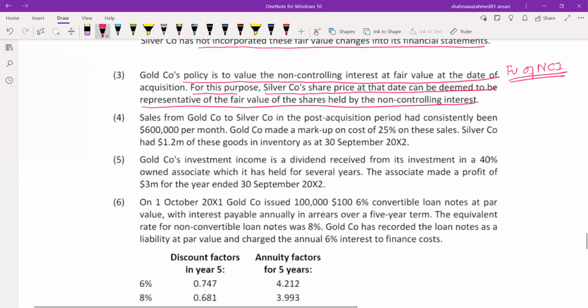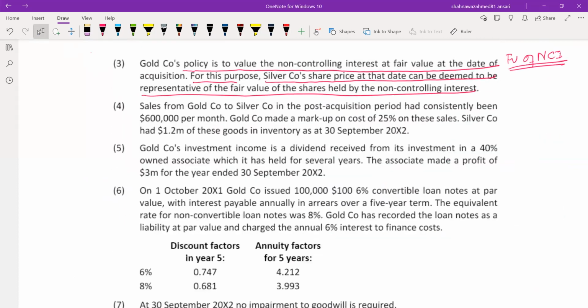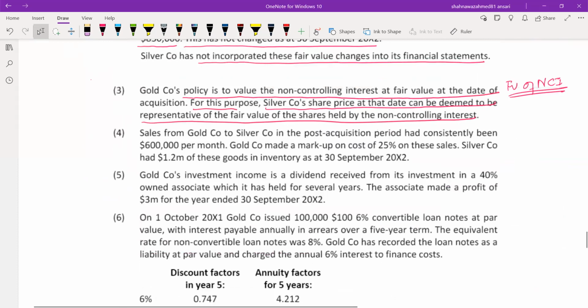Now, for the profit and loss account, see other adjustments. One is unwinding of discount, other adjustments. Let's see. Adjustment number 4. Sales from Gold to Silver in the post-acquisition period have consistently been 600,000 per month. So we need to find out the intra-group sales adjustment. Markup given is 25% on these sales. Silverco had 1.2 million of these goods in stock. First of all, the sales value, 600,000 per month. So we have 9 months, so the intra-group sales is 5.4 million.